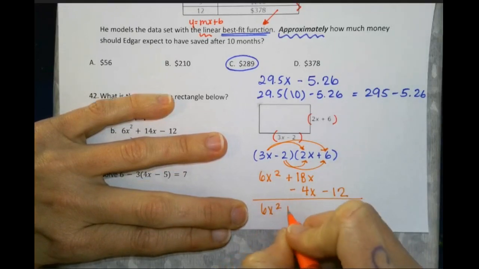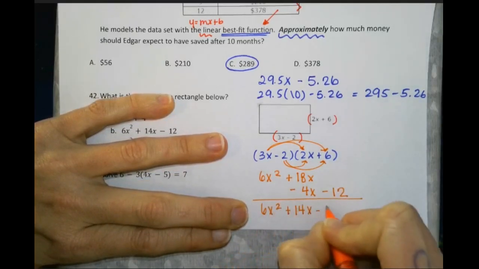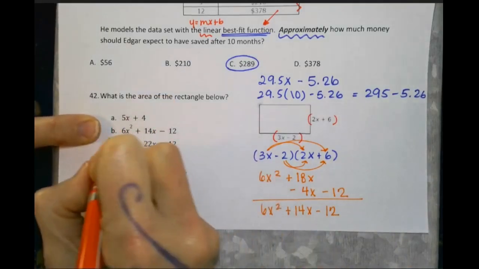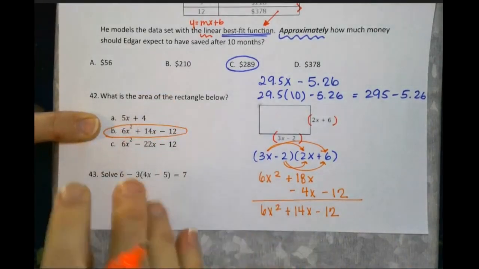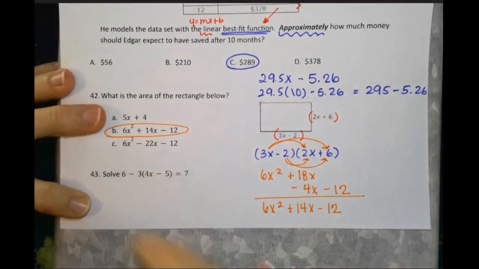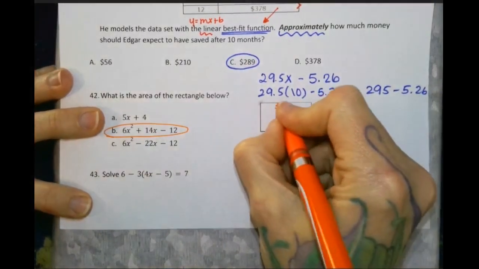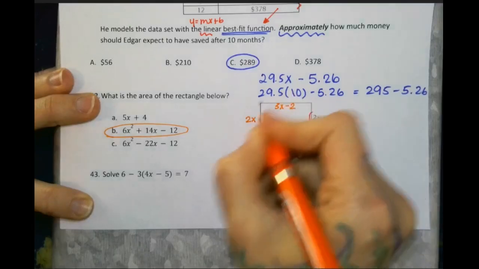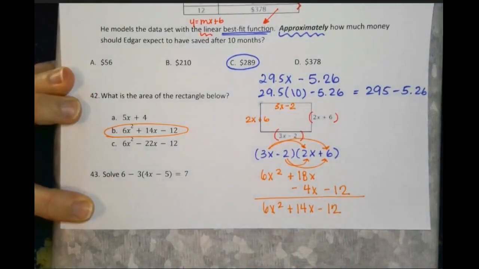6x squared plus 14x minus 12. They just added the two together, which is fine, but not helpful. If it had asked for the perimeter, remember that in a rectangle our opposite sides are congruent, and for perimeter you would add them all together.